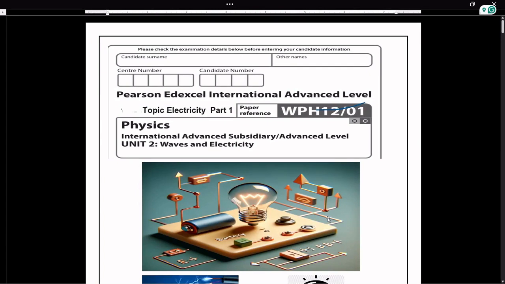Here we are discussing questions from the topic electricity for Edexcel AS level physics examination, that too from the past 4 to 5 years of Edexcel board examination question papers.